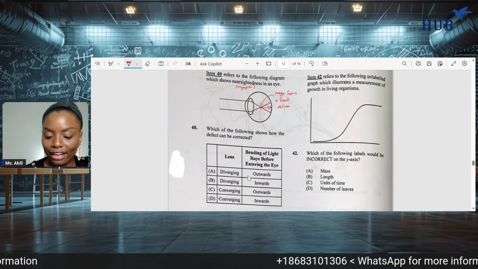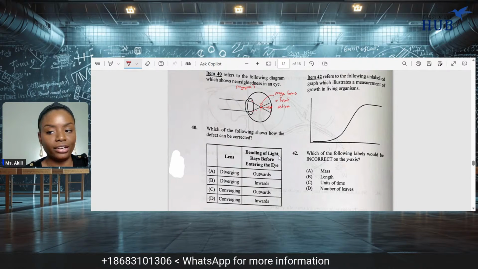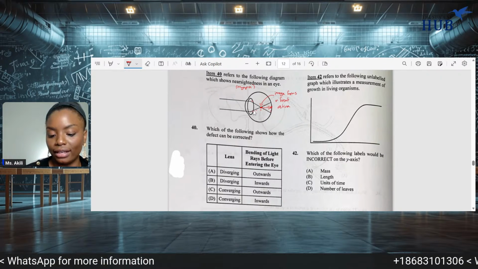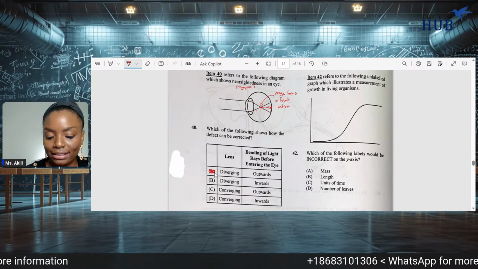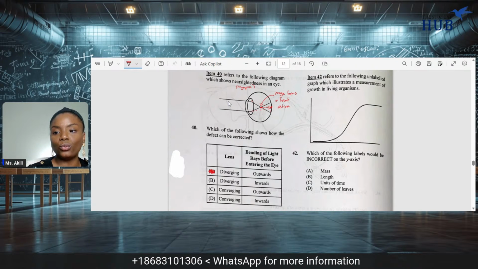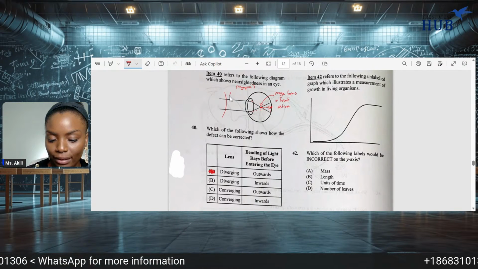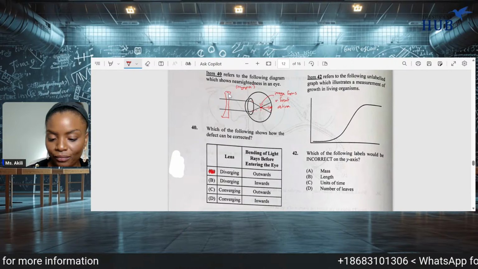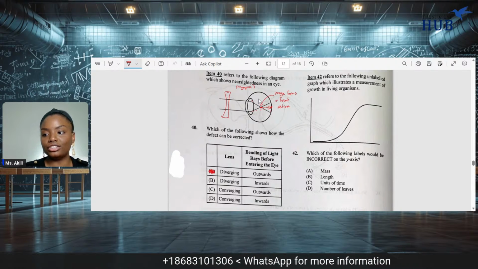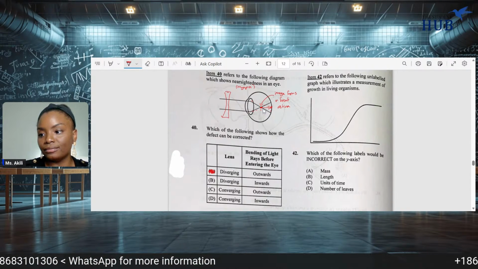So we're going to need a diverging lens, which will bend the light rays outwards before entering the eye, because right now it is bending too much and focusing in front of the retina. So A is the correct answer. So a diverging lens will be your biconcave lens. So your biconcave lens will look something like this. And you would use that to diverge the light rays so that it would focus on the retina instead of in front of the retina.